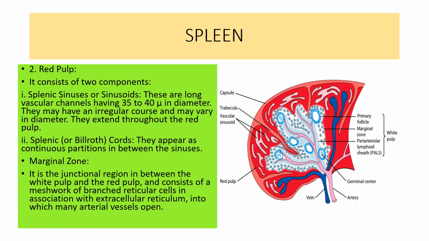Then there is the marginal zone. It is the junction region in between the white pulp and the red pulp and consists of a meshwork of branched reticular cells in association with extracellular reticulum, into which many arterial vessels open.